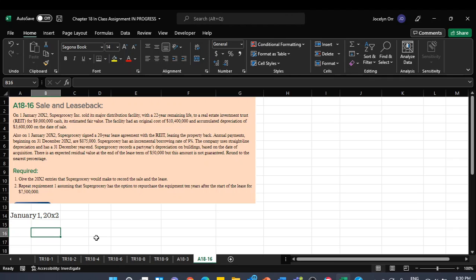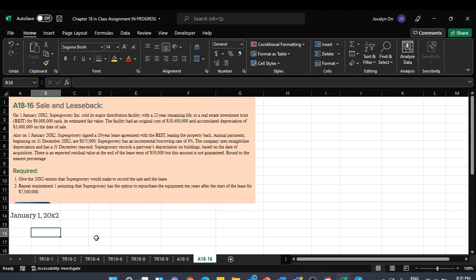We need to give the journal entries they would make to record the sale and the lease, and then we're going to repeat everything, assuming that they have a repurchase option after 10 years. So starting off with our journal entries, I think the easiest way to do this is to go through the journal entry and all of the accounts that we use and calculate the amounts as we do it rather than before. So our very first entry is going to be January 1st. We're going to record the sale of the original asset, and then we are going to record the lease itself.